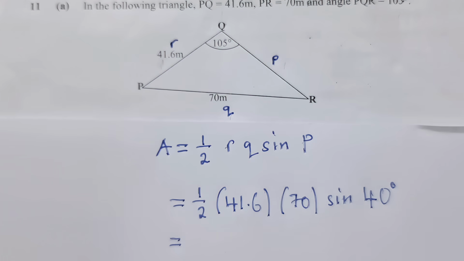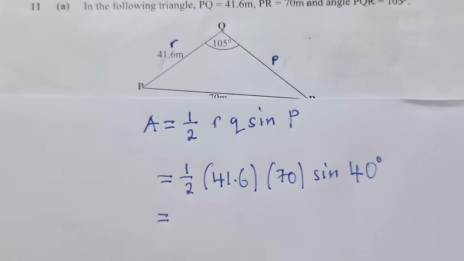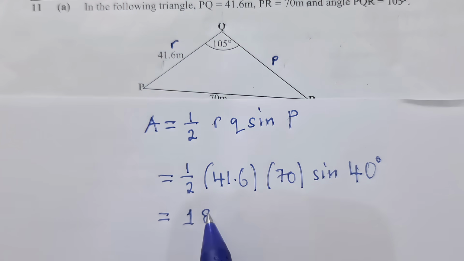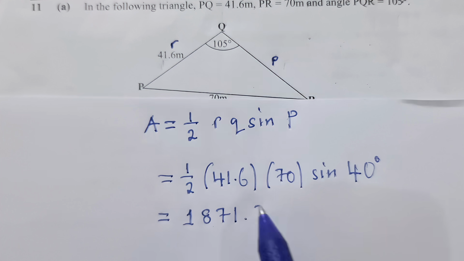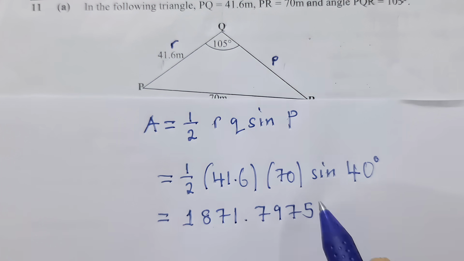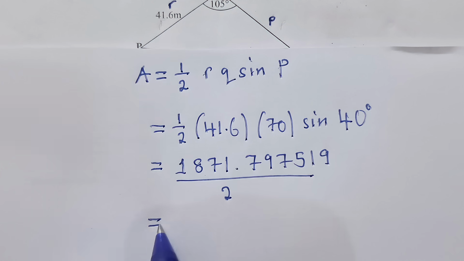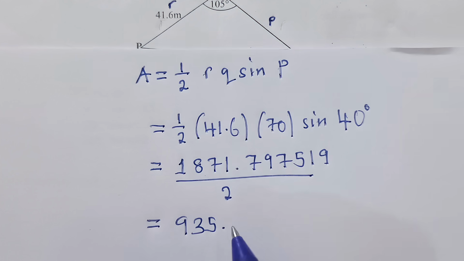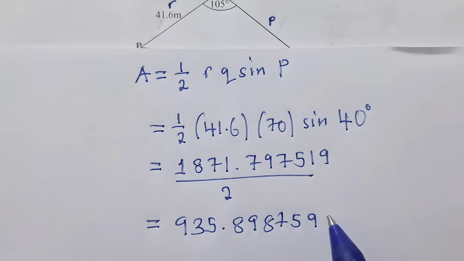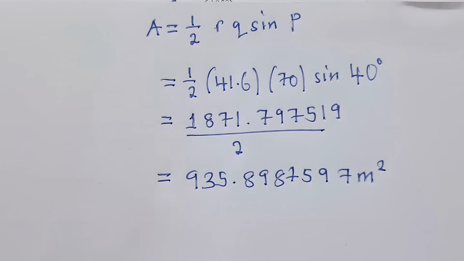From this stage, we get our calculator and say 1 times 41.6 times 70 times sine 40. This, of course, is giving us 1,871.797,519. So we divide by 2. Don't forget the 2 which is down here. When we divide by the 2, this whole thing is giving us 935.8987597 meters squared. Remember, we're calculating area, so it's supposed to be meters squared.